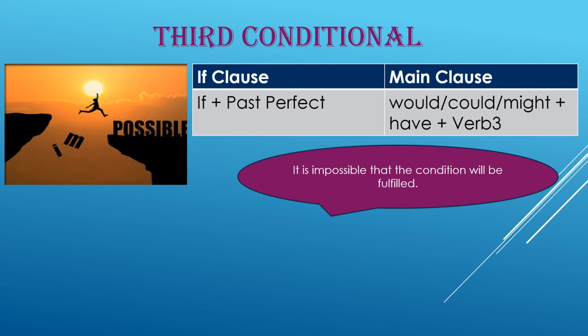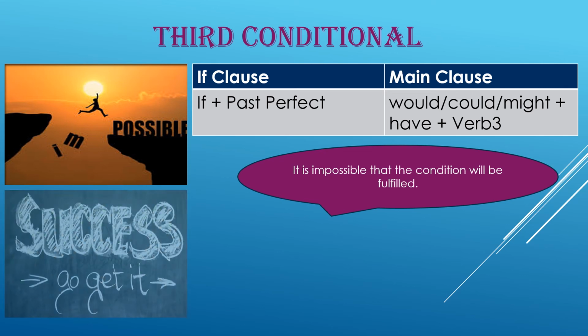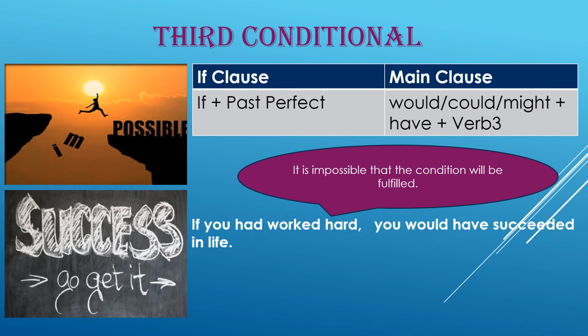For example, you look at the picture. What do you see? This man has made impossible possible. And in the second picture, you can see success. Go get it. So we can say that if you work hard, you can succeed in life. And if we want to make it an example of third conditional sentence, we can say, if you had worked hard, you would have succeeded in life.